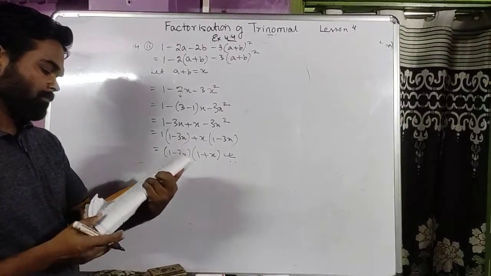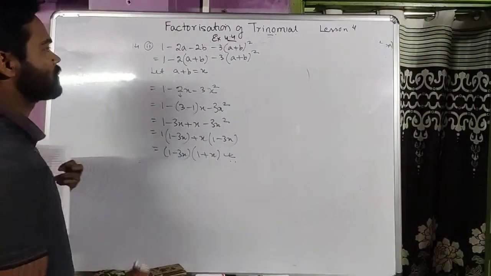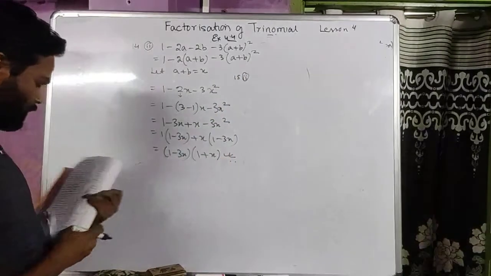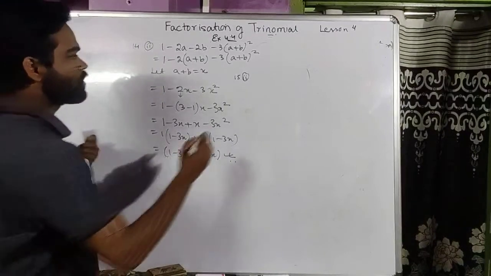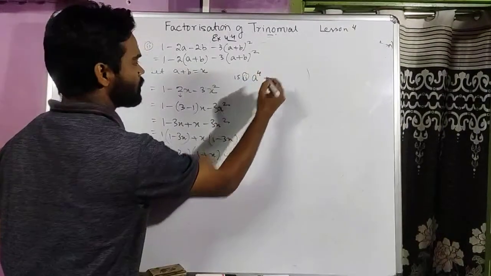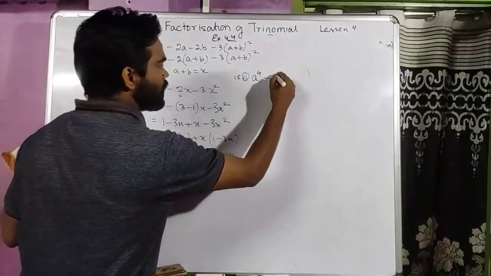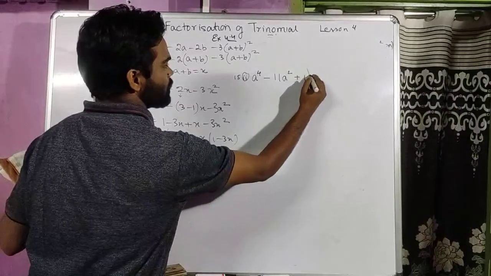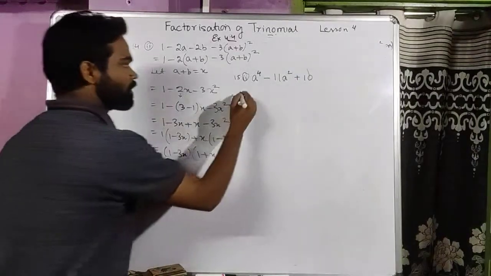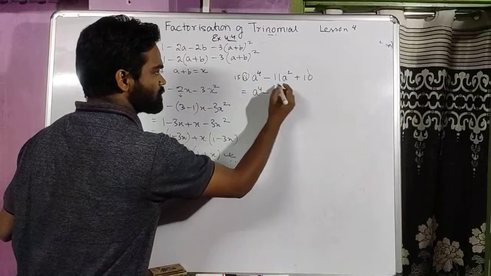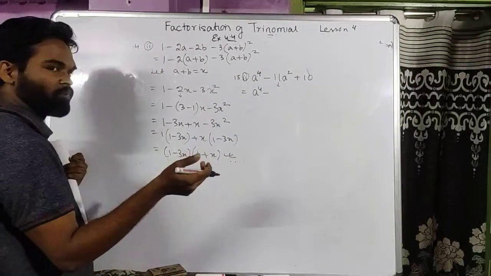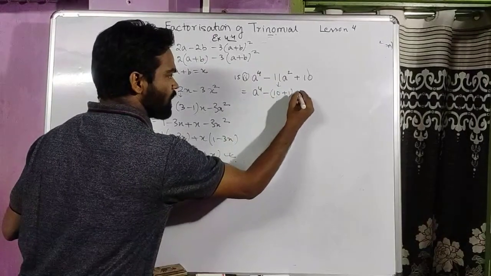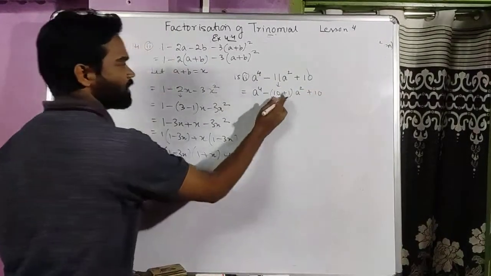Now 15 part 2. 15 part 2 is a to the power 4 minus 11a square plus 10. Same pattern. Okay, look, a to the power 4 minus 11a square plus 10, this will be expressed as the sum of two numbers because both are positive. We know 10 plus 1 gives you 11 and 10 ones are 10.